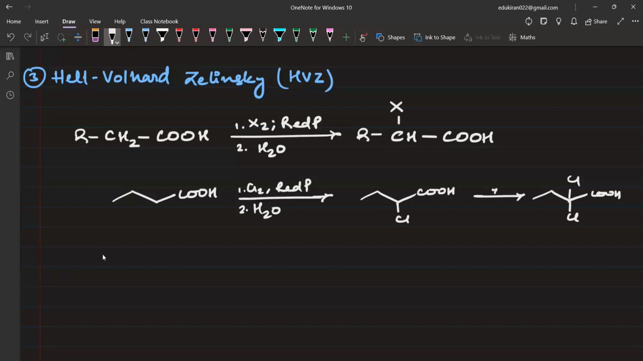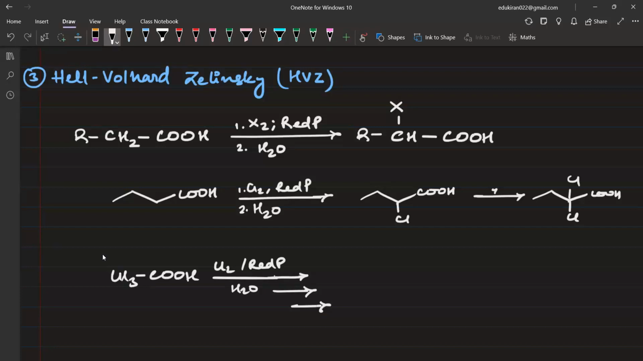For example, if you have, let us suppose, CH3COOH, and you are reacting this with Cl2 in the presence of red phosphorus, and in the second step you add water. Then what would happen if you do this reaction 3 times? 1, 2, and 3. So all the three hydrogen atoms will be replaced with chlorine. And you will get CCl3, which is further attached with COOH. Make sense, Krishna Priya? Yes or no? Please tell me.